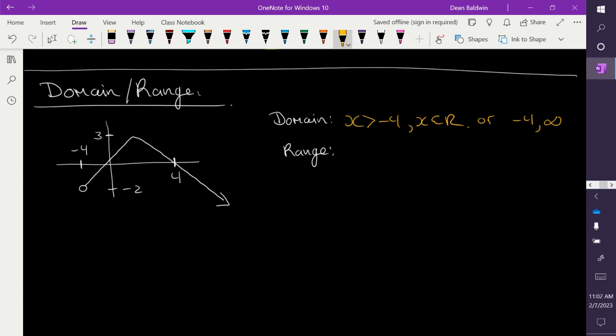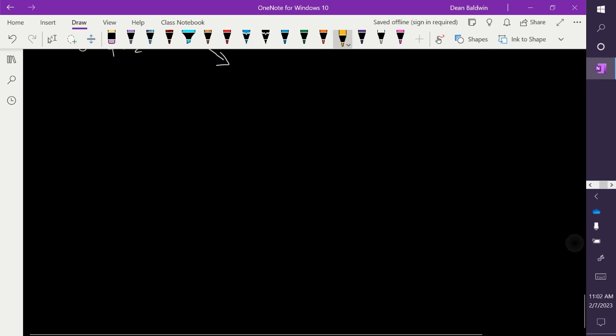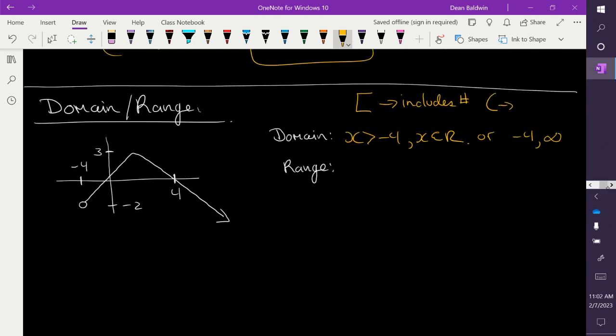Including brackets and not including brackets. So a square bracket includes the number, and a round bracket or parentheses does not include the number. Okay, so is -4 included? No, so it's a round bracket. Can you ever get to infinity? No, infinity always has a round bracket or parentheses, okay? So that's how you would write it in interval notation, okay?